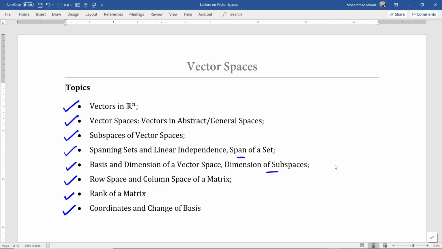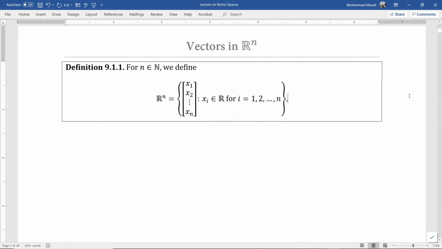Let's begin our discussion of vectors in Rn. Definition. For a natural number n, we define the set Rn as the set of all lists of numbers written in a column form enclosed by square brackets, where each x sub i is a real number. For example, x sub 1, x sub 2, all the way up to x sub n are all real numbers.